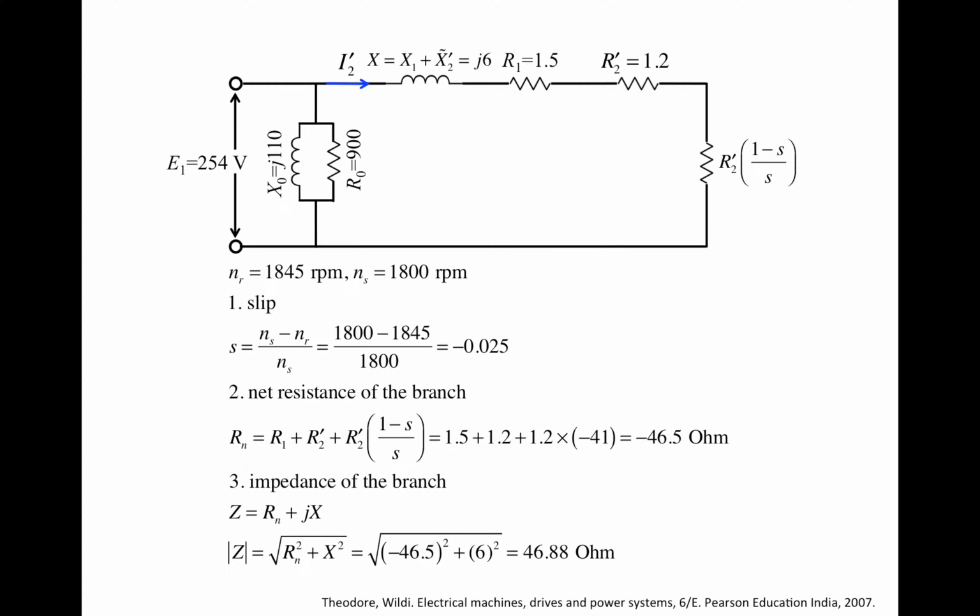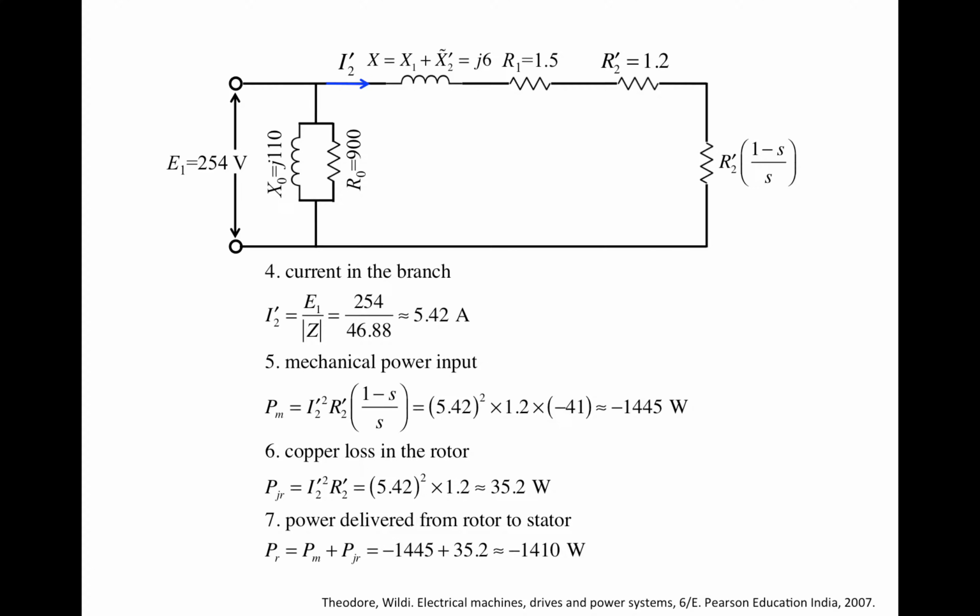Once we got the effective impedance on this branch, we can compute the current on this branch. Don't forget we have the voltage across this branch already, which is 254, right? And then all we have to do is divide by the effective impedance, the magnitude of the impedance, that's 46.88, right? And then we get the effective current. That's about 5.42 amps.